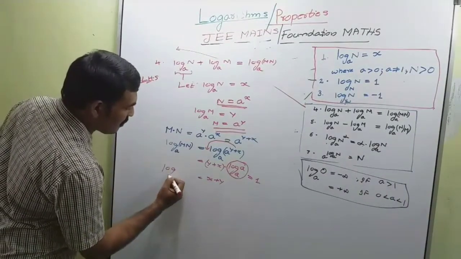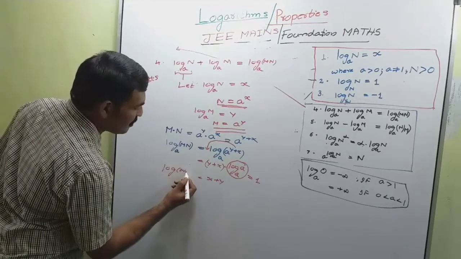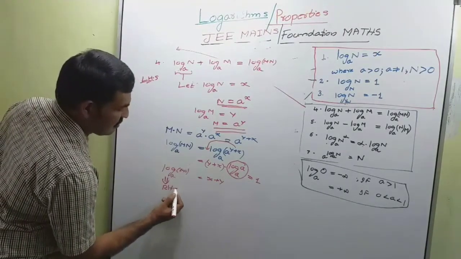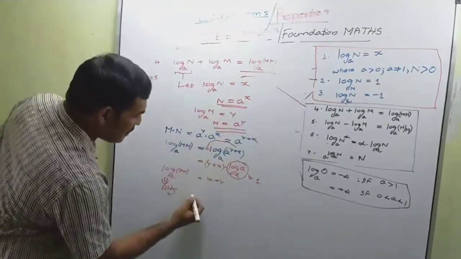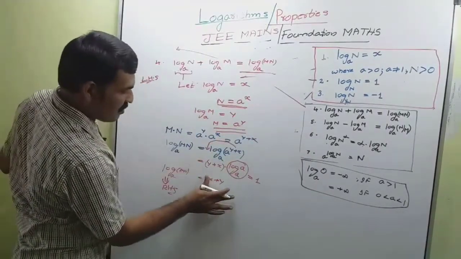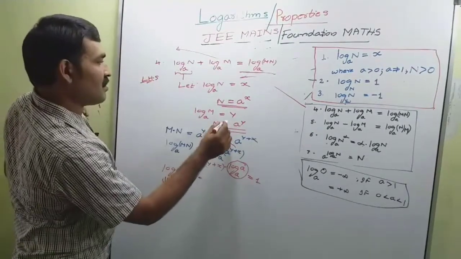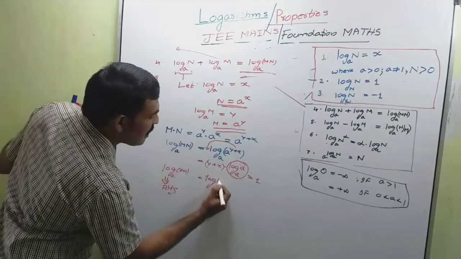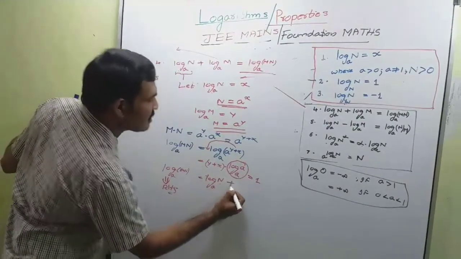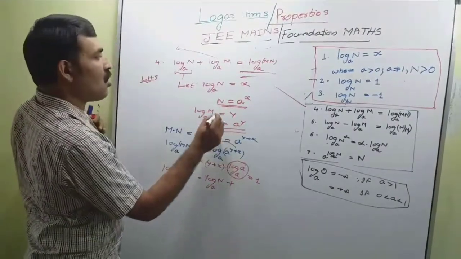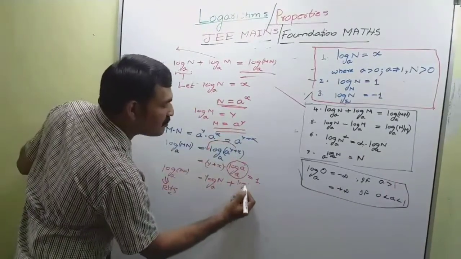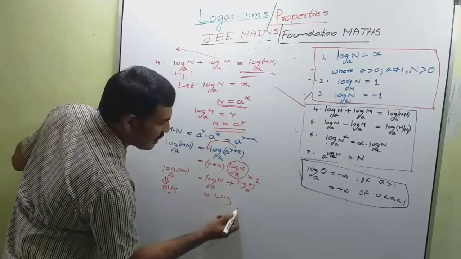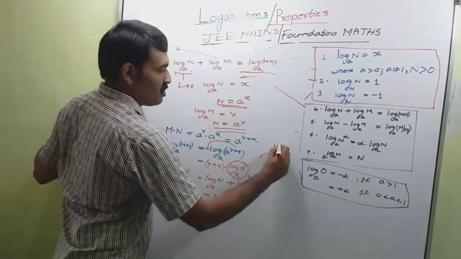Log mn to the base a, this is our RHS, is equal to x plus y. X is log n to the base a plus y. Y is log m to the base a. This is equal to LHS. Hence proved.